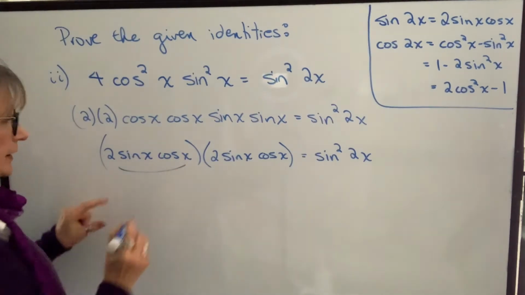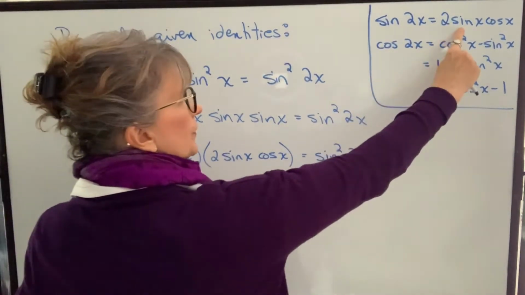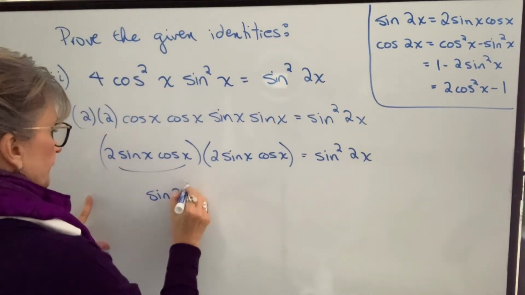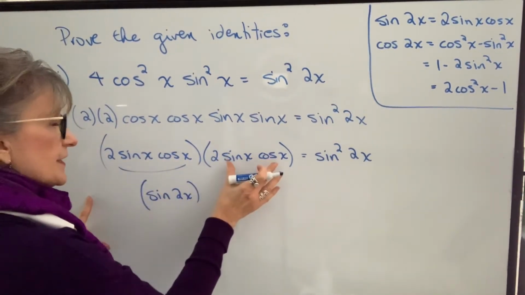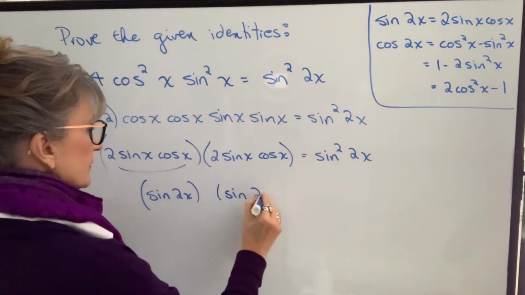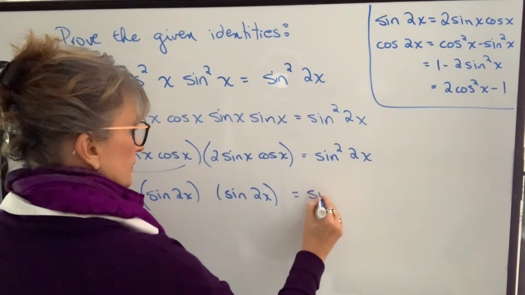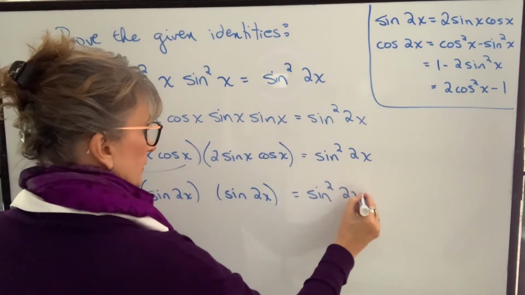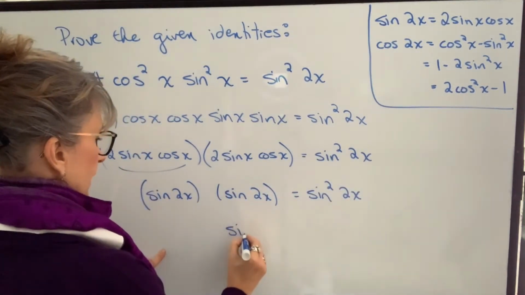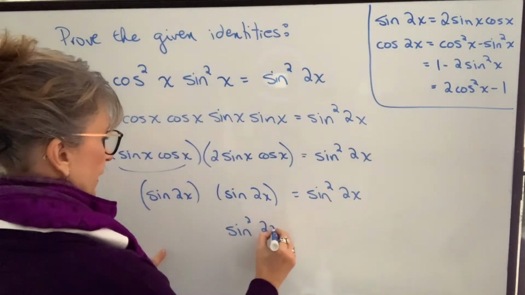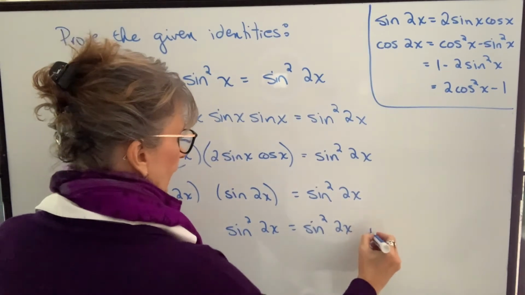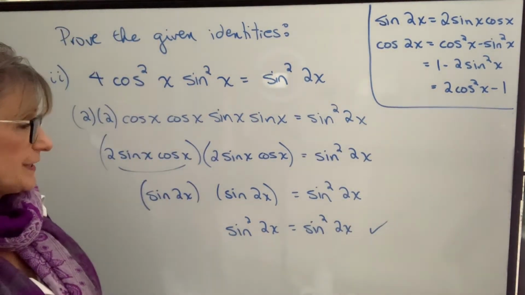Now I'm going to take a look at this first factor, and I know that that's going to be equal to the sine of 2x. I can do the same thing with this factor. It's also equal to the sine of 2x. And I can combine those and write it as sine² 2x. And my proof is done.